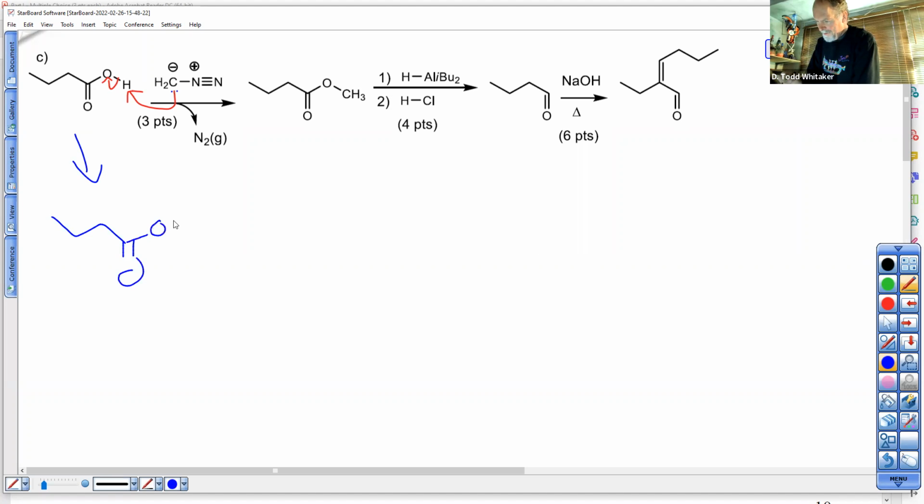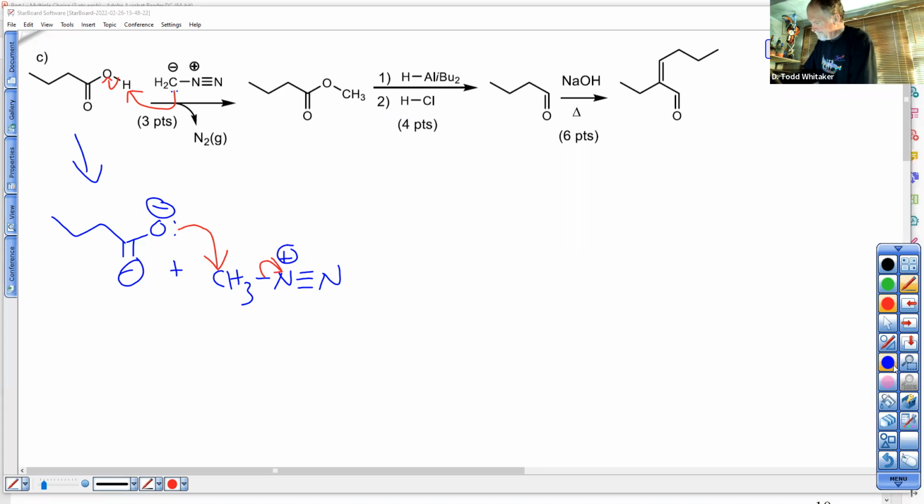Moderate nucleophile, and diazomethane. That is a methyl with the absolute most exceptional leaving group ever. Nitrogen gas is about to happen. Backside attack, leaving group leaves. That's the reason this is only 3 points. Because we're done. Love that one.